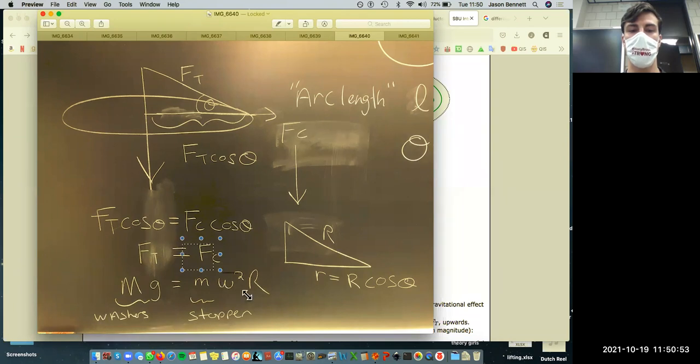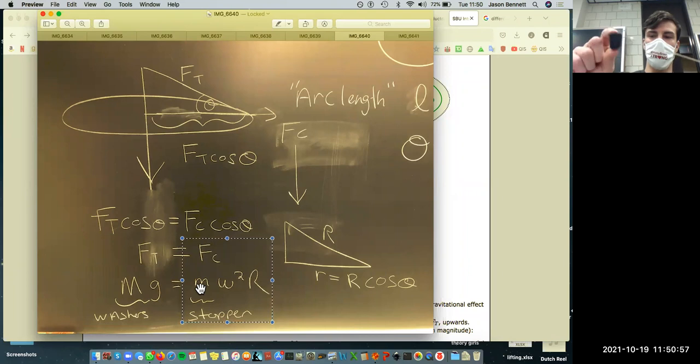And then centripetal force is the mass of the stopper, which is this little bathroom plug or whatever, times the angular velocity squared, times the big R.